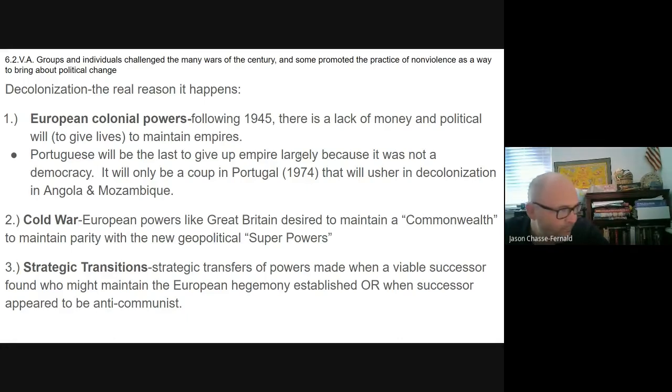All right. Portugal, and of course, the answer to that question is why does Portugal remain? Portugal doesn't have to worry about political will until the mid-1970s because they're not a democracy until the mid-1970s. So autocratic states are able to push the boundaries further than democracies are. So we see Portugal holding on as a colonial power in Angola and Mozambique for much longer. Right. The Cold War, right? European powers like Great Britain desire to maintain a commonwealth to maintain parity with the new geopolitical superpower.